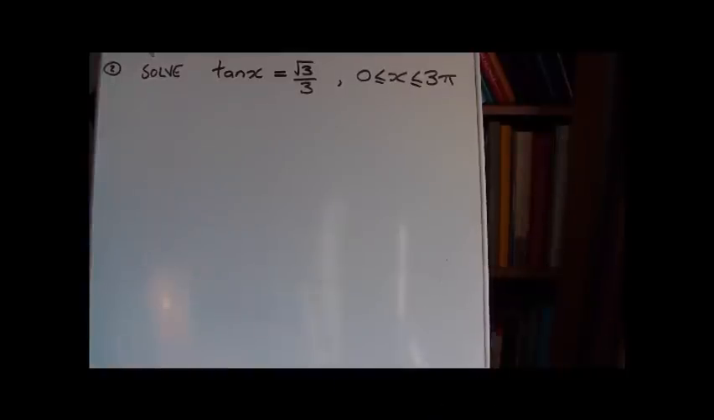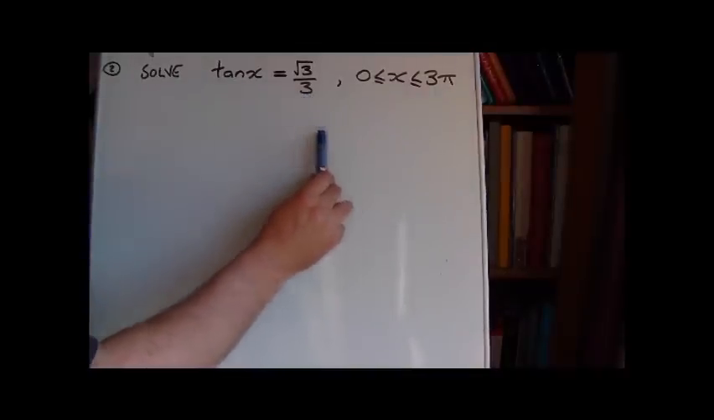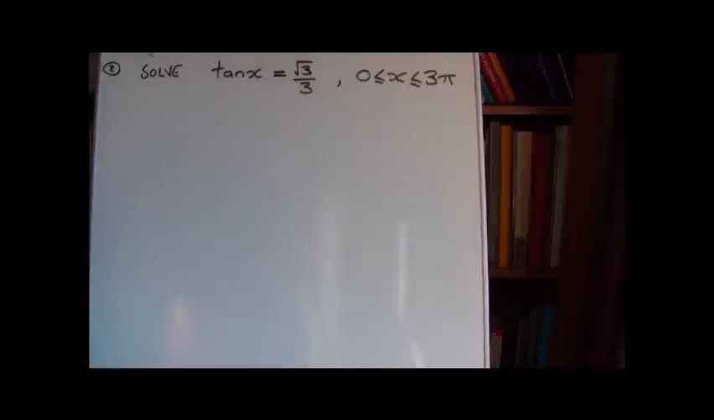In this second example we've got another equation involving the tangent function. This time we have to solve tan x equals √3/3. The interval is given in terms of pi. That means we're using radians, so check your calculator is in radian mode.